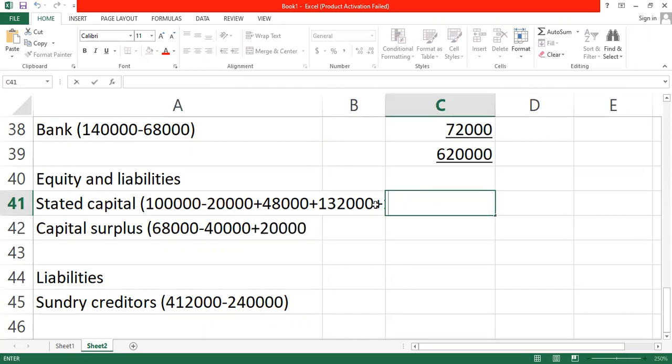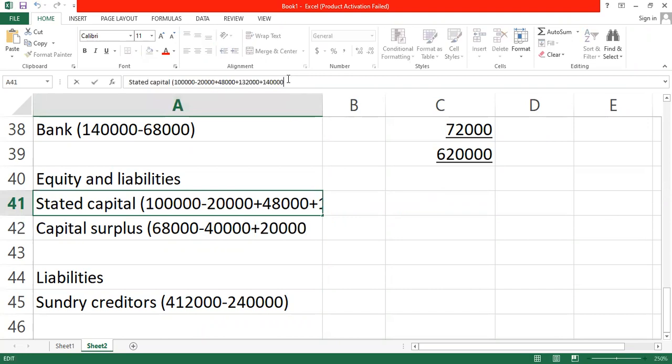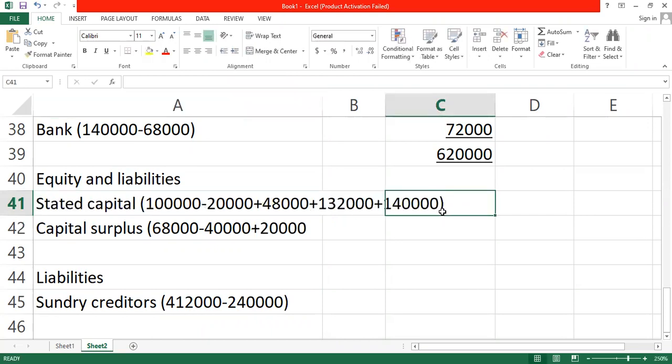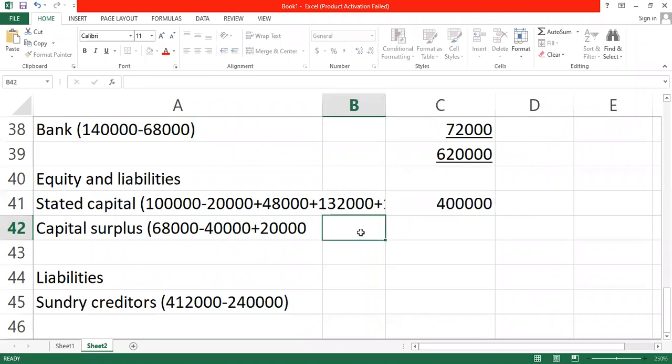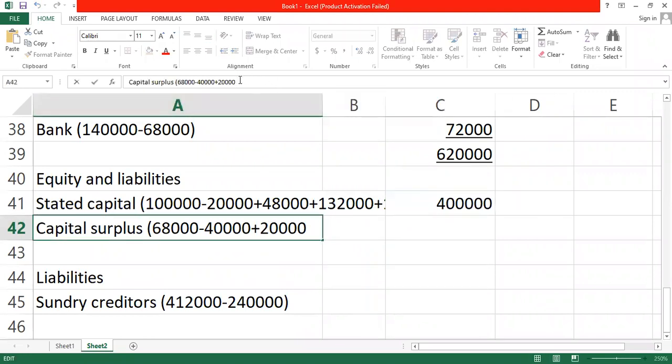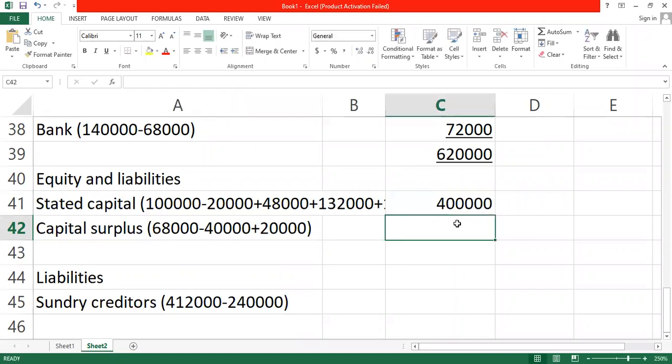So let's add all. If you put all the equity values together, what are you getting? 80,000 plus 48,000 plus 132 plus 140. We are getting 400,000. What will be for the capital surplus account? Capital surplus will be 48,000.